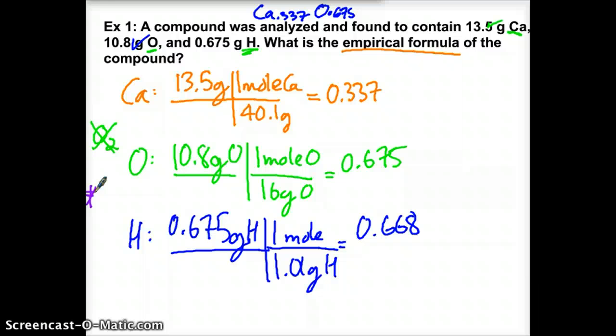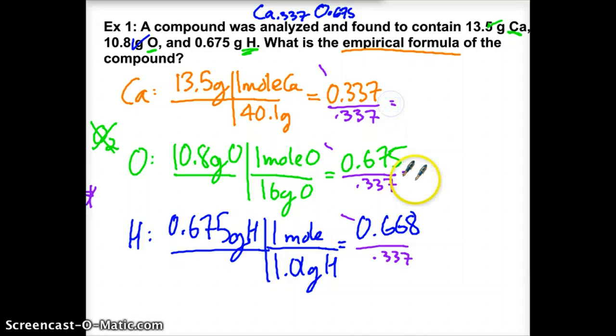So what does that mean? Well, look at our 3 moles. Boom, boom. Which one is the lowest? 0.337. So we need to divide each one of these by 0.337 moles. So divide this by 0.337, divide this by 0.337, and divide this by 0.337.